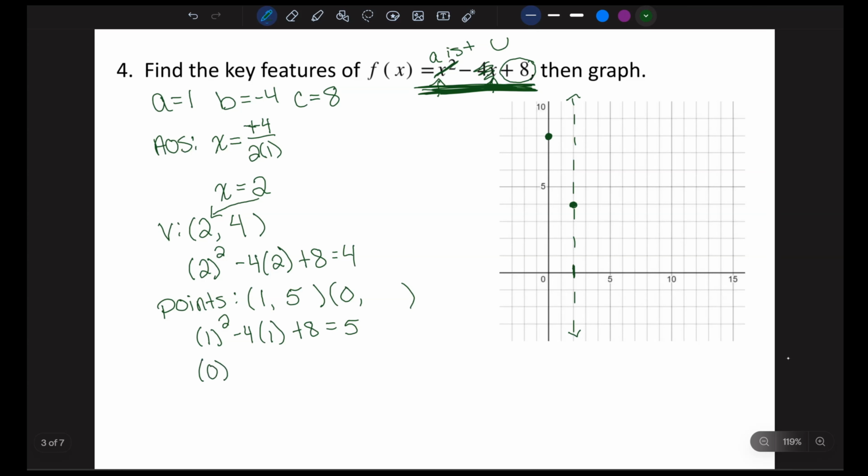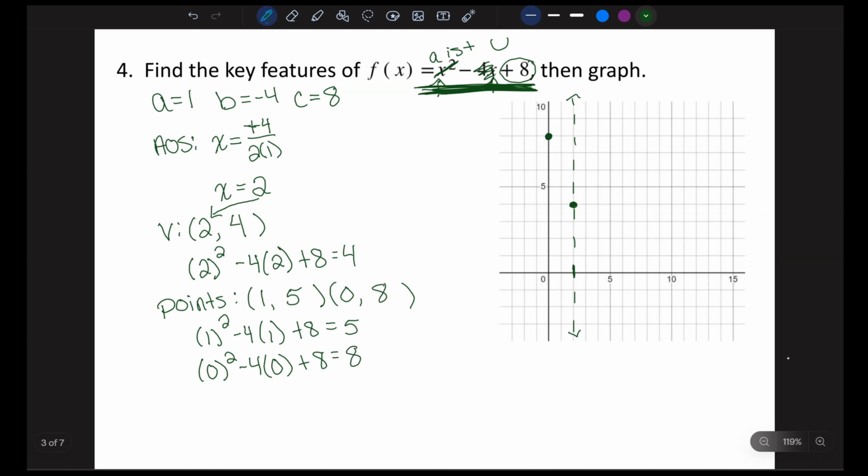Now, we already know the point there, but sometimes I have students who don't really want to use the y-intercept because it's not always useful. If it was at 32, it wouldn't even fit on my graph, so it wouldn't be useful. So I have some people who just prefer not to use that. So if I plug in 0, 0 squared minus 4 times 0 plus 8 is going to give me 8.